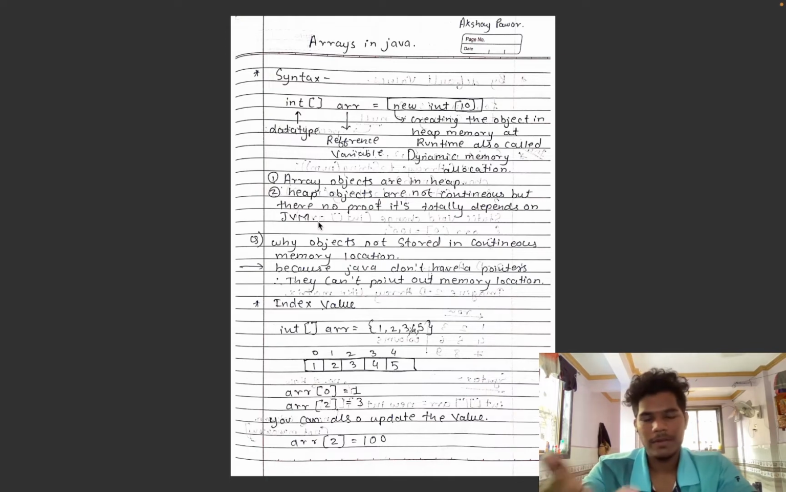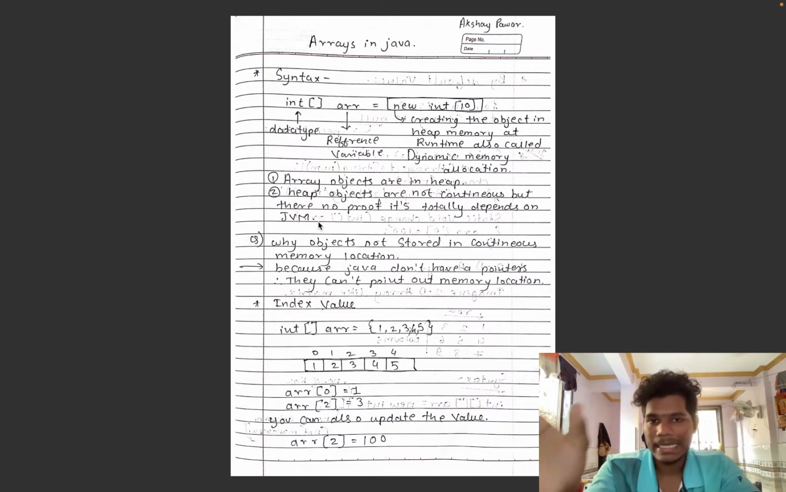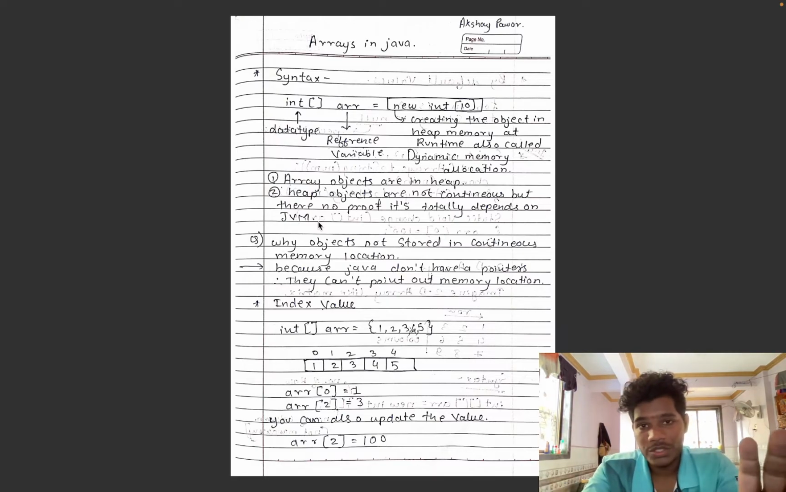Again, I told you, when you Google the definition of an array, it says it stores a set of data, and the data is stored in a continuous memory location, but that is false. Whenever you go to the Java official website, they clearly say that objects are not stored in a continuous memory location, right? But still there is no proof.